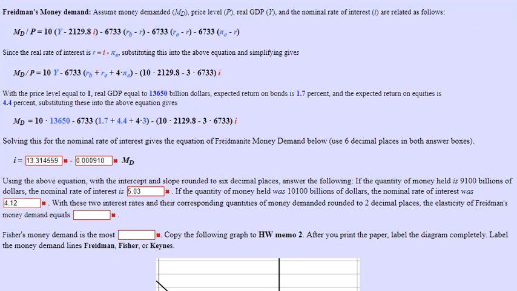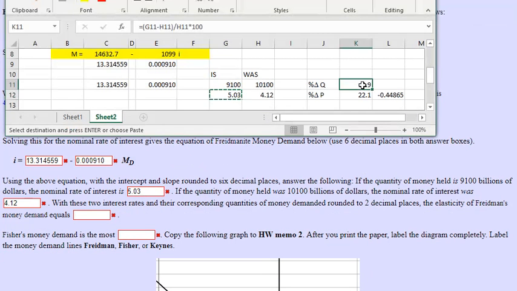Okay. Now we got to calculate the elasticity. So the percent change in the quantity of money is what it is minus what it was, that difference divided by what it was times 100, to convert it to a percent. For the percent change in the price, what the nominal rate of interest is minus what it was, that difference divided by what it was times 100. And of course, elasticity is the ratio of the percent change in the quantity of money over the percent change in the price of money. And it's negative 0.44865.